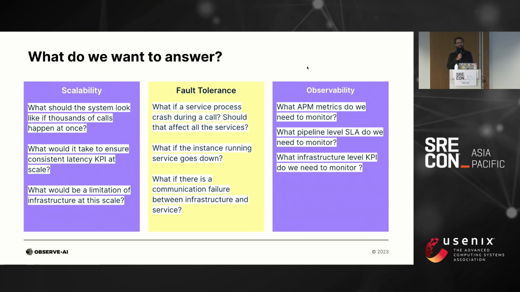Then comes observability, where we track what APM metrics you need to monitor for such a workflow. How do you monitor pipeline level SLAs? And what are the infrastructure level KPIs that we should monitor as we roll out the system?